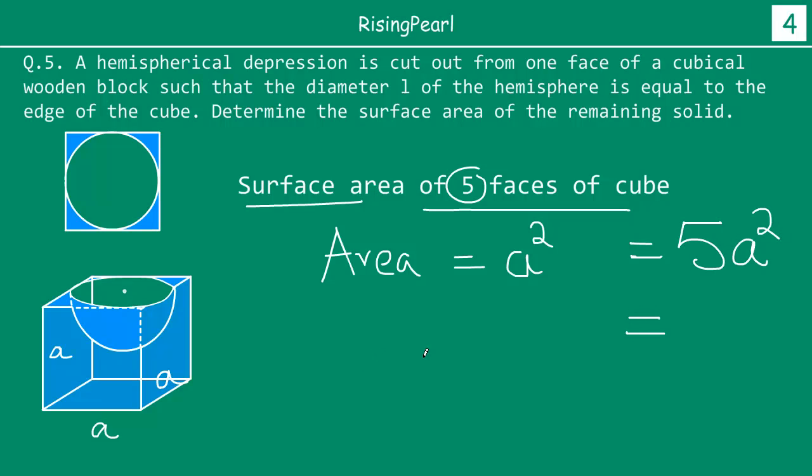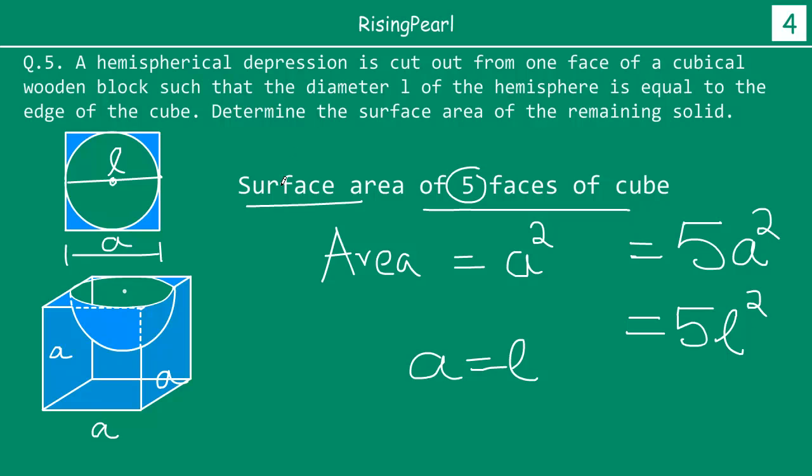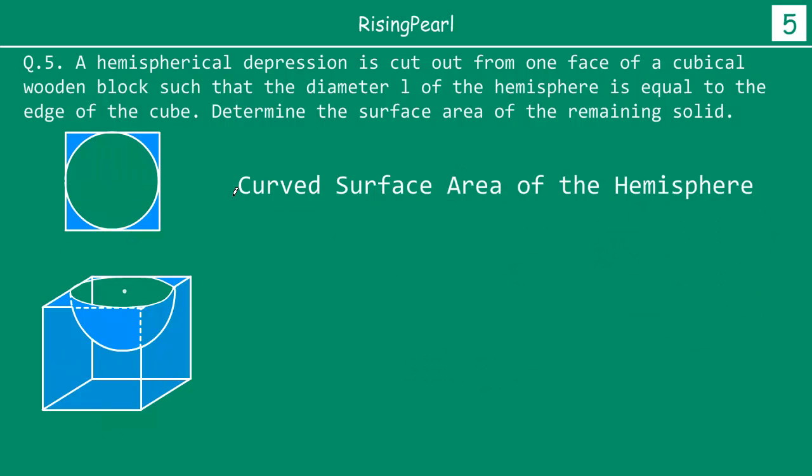Now we just saw that A is equal to L, right? Because this is A, but this is also the diameter, which is L. So we will say that this is 5L square. So the surface area of the 5 faces is 5L square. Similarly, let's move on. Now what about the curved surface area of the hemisphere?